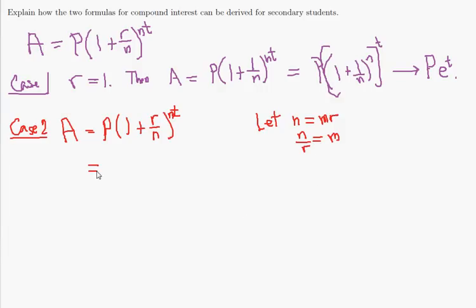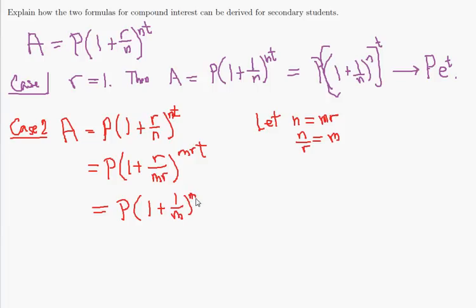Then this expression can be written as P times (1 plus r over m times r), and n is equal to mrt. And so I now have P times [(1 plus 1 over m) to the m], all raised to the rt power.